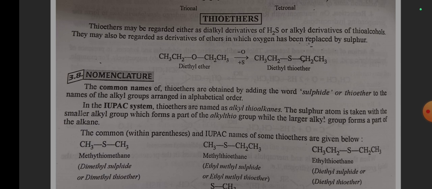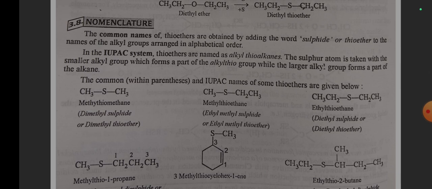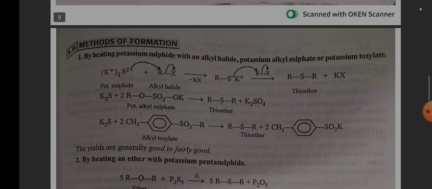Thioethers may be regarded either as dialkyl derivatives of H2S or as alkyl derivatives of thioalcohols. They may also be regarded as derivatives of ethers in which oxygen has been replaced by sulfur. The common names of thioethers are obtained by adding the word sulfide or thioether to the names of the alkyl groups arranged in alphabetical order. In the IUPAC system, thioethers are named as alkylthioalkanes. The sulfur atom is taken with the smaller alkyl group, which forms a part of the alkylthio group. The larger alkyl group forms a part of the alkane.